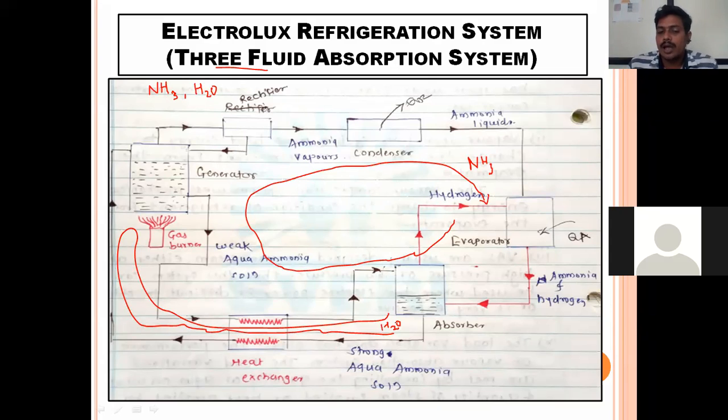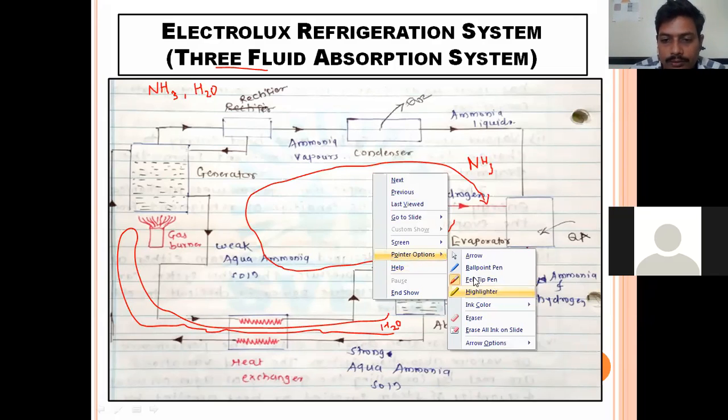And why we are using the water as the absorbent? Because as a refrigerant we are using the ammonia, and water is having the tendency to absorb more and more amount of ammonia vapor. That's why along with ammonia, water is the suitable absorbent. Are you getting? Then the third fluid which we are using, that is nothing but the hydrogen.